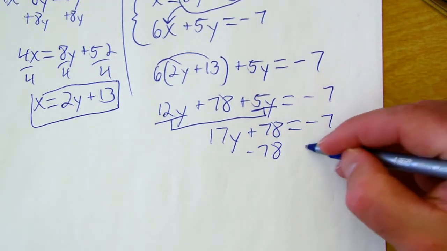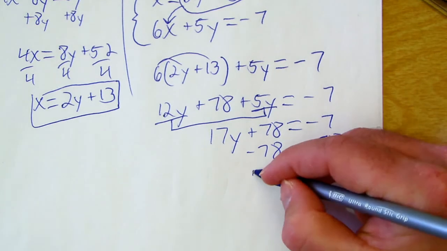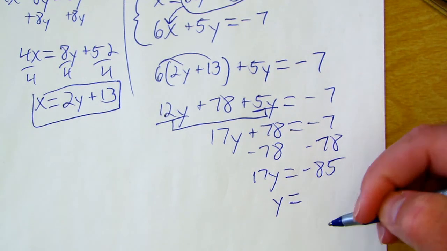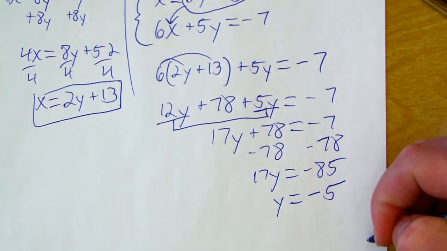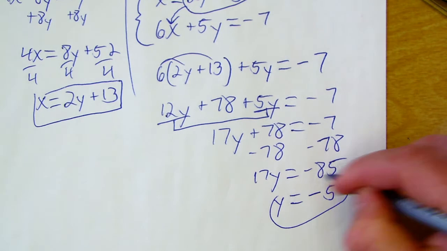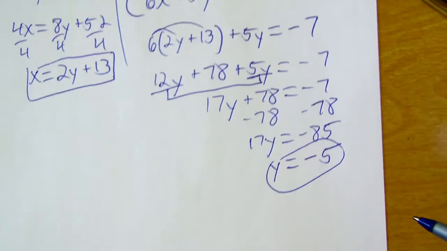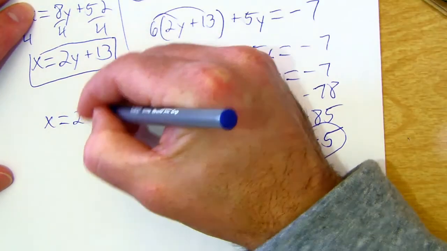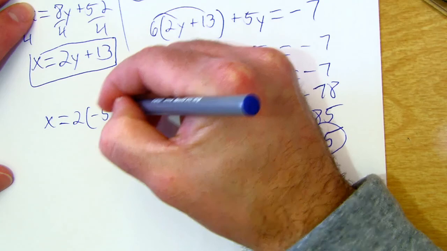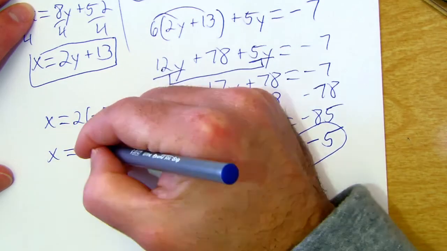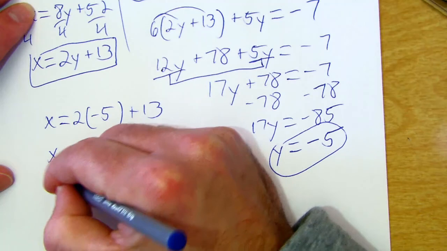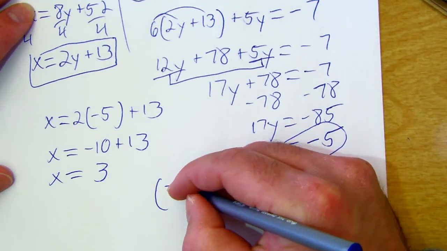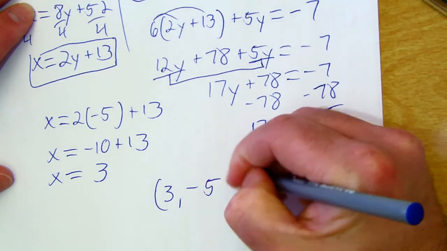Subtract 78 from both sides. I get 17y equals negative 85. So that means y equals negative 5. So once you get that y equals negative 5, we still know from before that x equals 2y plus 13, so that's 2 times negative 5 plus 13. So that means x equals negative 10 plus 13. So x equals 3. So final answer here is going to be 3 comma negative 5.